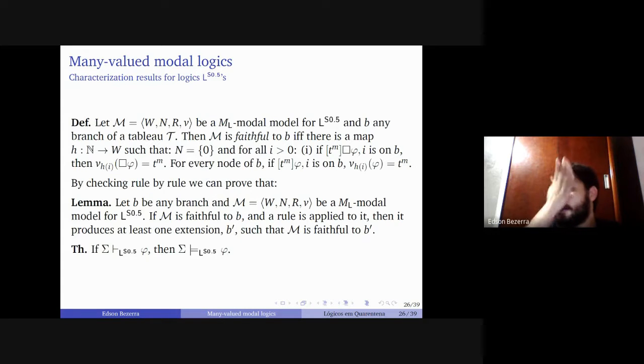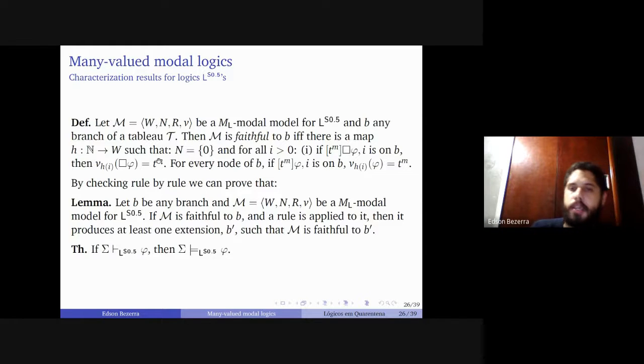Now, the characterization results of these tableaux are quite simple. We define the notion of faithfulness. For example, a model is faithful to a branch if and only if there is a mapping from the natural numbers to the set of worlds. Here we put that 0 is the normal world, and the other natural numbers denote non-normal worlds. So we have to put now a restriction on the worlds bigger than 0. That is, if box phi in the world E receives the label Tm, then the value of this formula is Tn.